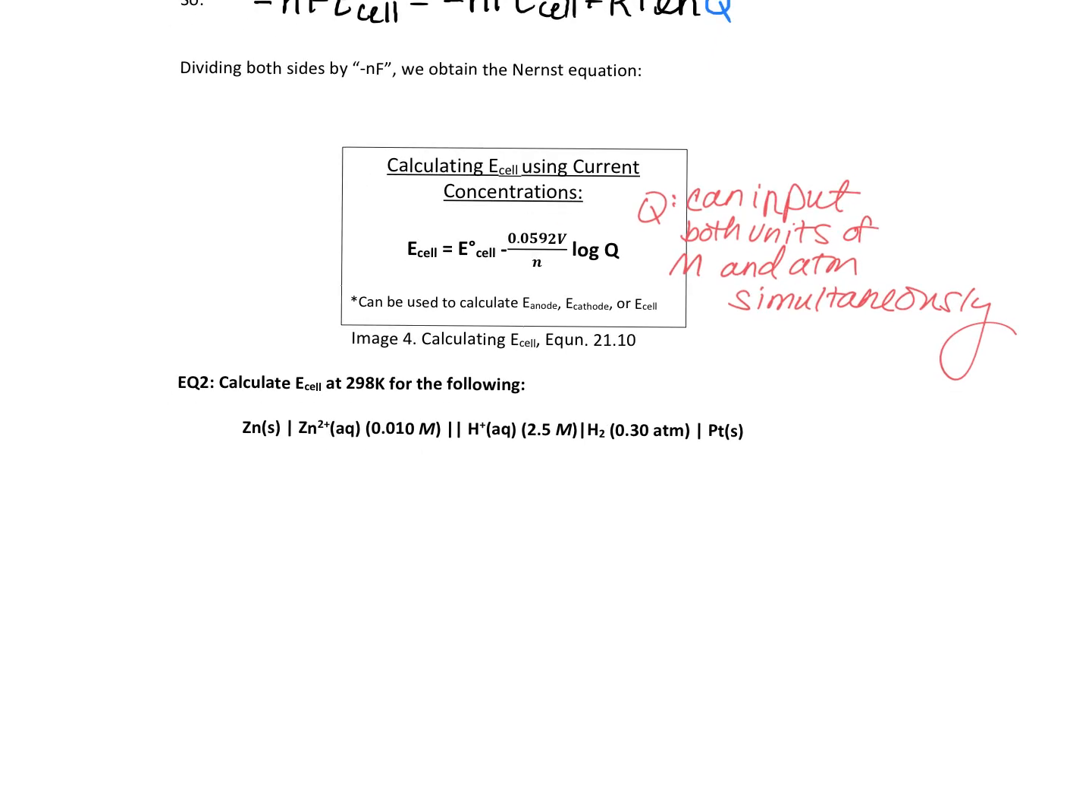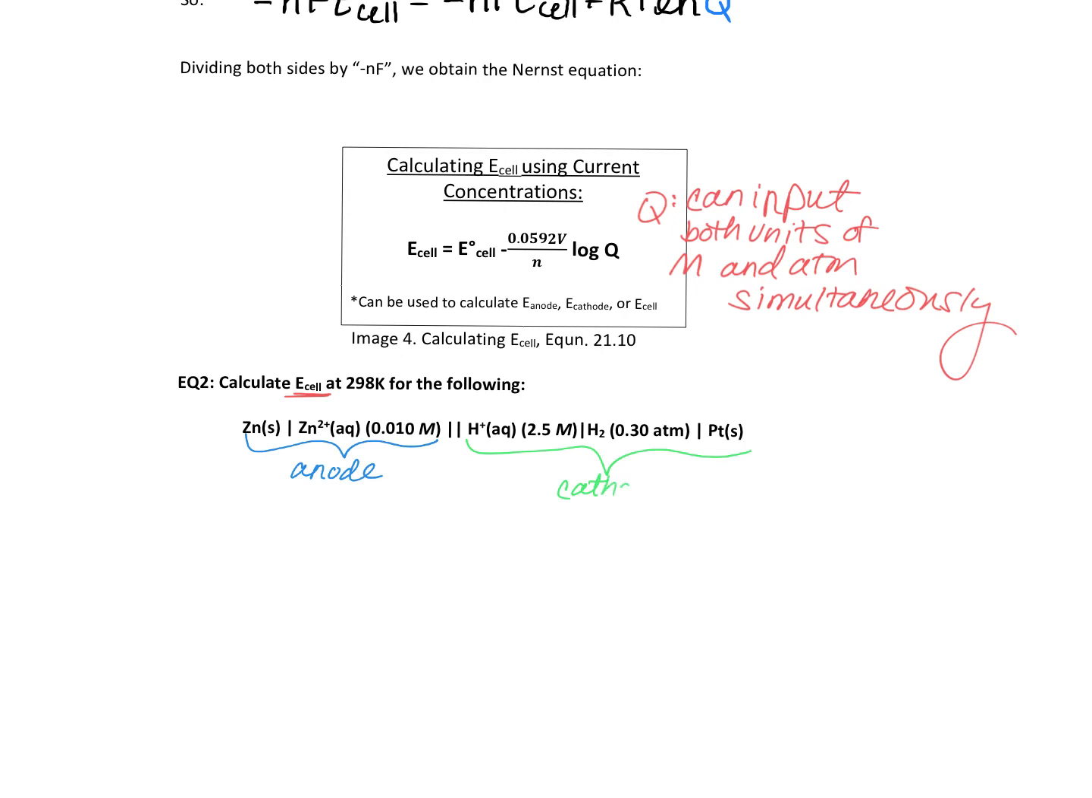So let's use this equation to calculate E cell for the following. I think it should be a voltaic cell. Yeah, it is a voltaic cell. So what you have on the left-hand side before this double line is the anode. Right here is our anode. And then on the right-hand side, we have our cathode.